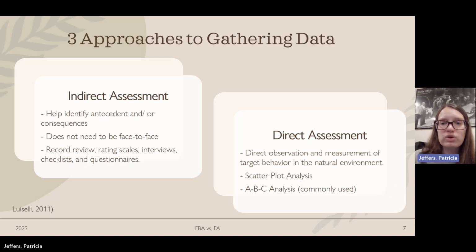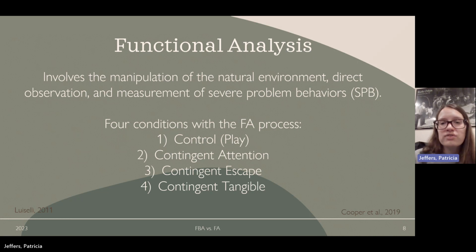Scatterplot analysis allows for a quick review of behavioral patterns and the time period of day in which they may or may not occur. ABC analysis is a descriptive narrative account of environmental events that occur before, during, and after the occurrence of problem behavior. Functional analysis involves the manipulation of the natural environment, direct observation, and measurement of severe problem behaviors. FAs are used when it is difficult to identify the function of severe problem behavior. The target behavior is reinforced for a brief period of time to allow for the demonstration of which function the behavior is most sensitive to.